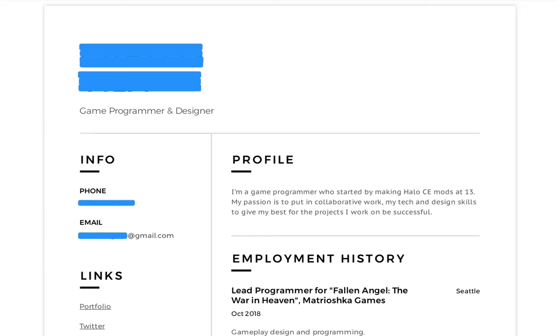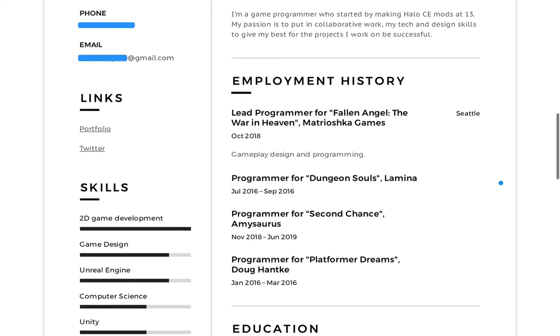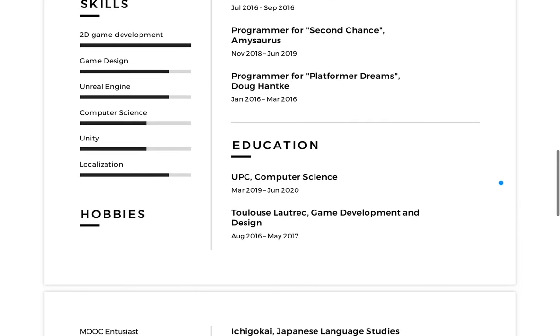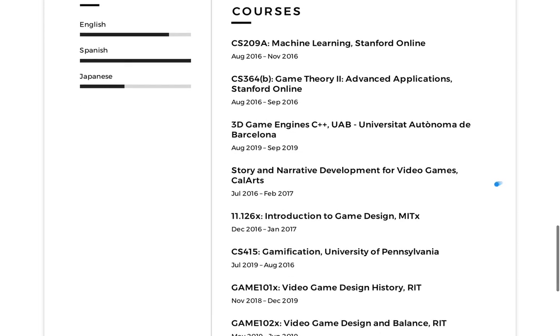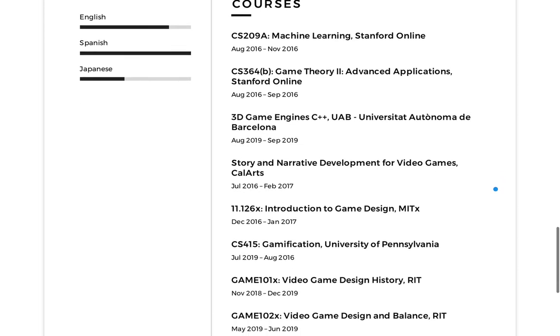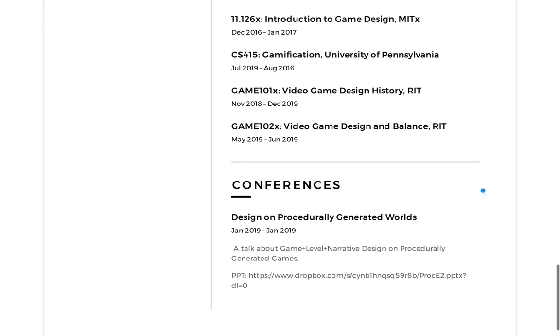Okay, let's take a look at this resume. This is from a game programmer and designer. We'll just take a look at it from a high level first. We've got a name, a title, and they went with a 2-column layout. The main column over here starts with the profile, followed by employment history, education, some courses that they've taken at various, looks like maybe online and some in-person universities, and then a mention about some conferences that they attended.